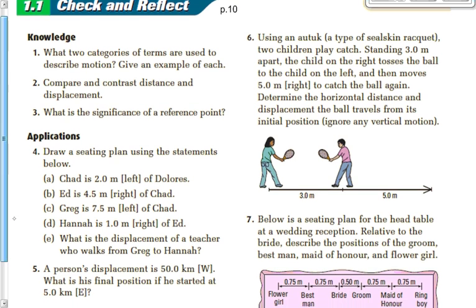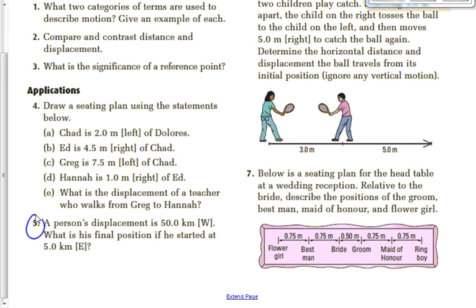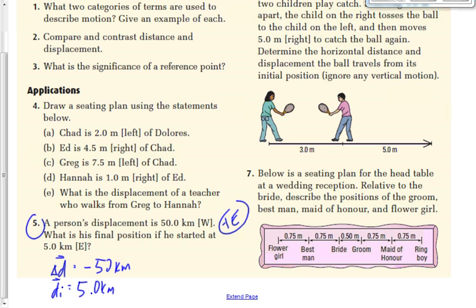Let's take a look at number 5. A person's displacement is 50 kilometers to the west. What's his final position if he started at 5 kilometers to the east? It's a little bit different. Let's define east as positive. What do you got given to you here? His displacement is 50 kilometers west. That would be delta D, right? We'll make it negative, though. What's his final position if he started at 5 kilometers east? That would be DI, right? And we're looking for DF.